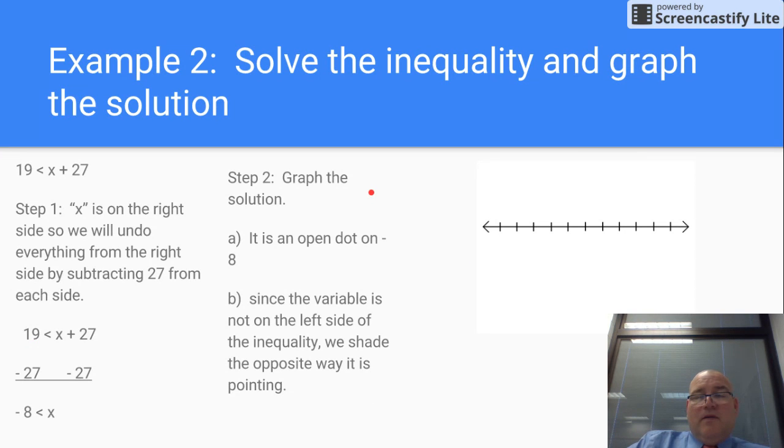So again, here's our number line. Pick a scale that's consistent. I chose 1s. My open dot on negative 8. Negative 8 has to be less than x. Remember, the alligator eats the bigger numbers. So negative 8 is less than negative 7, negative 6, etc. So we'll shade that way. And example 2 is complete.